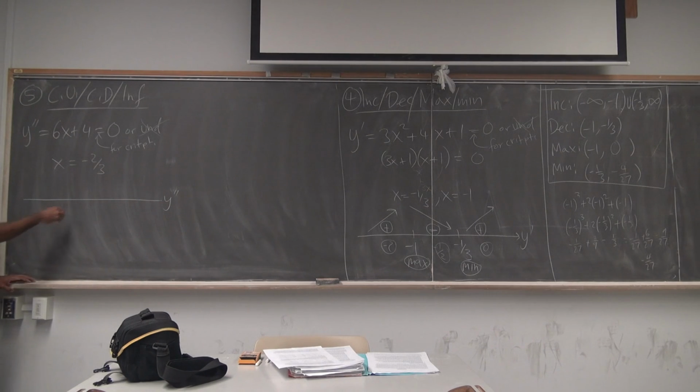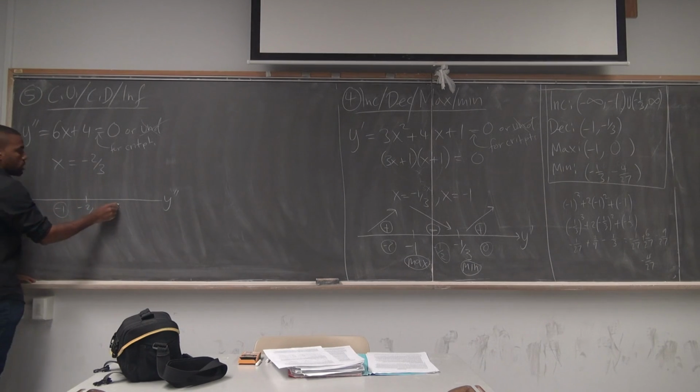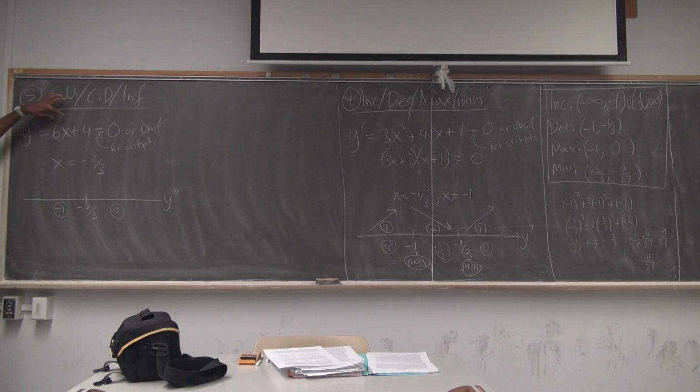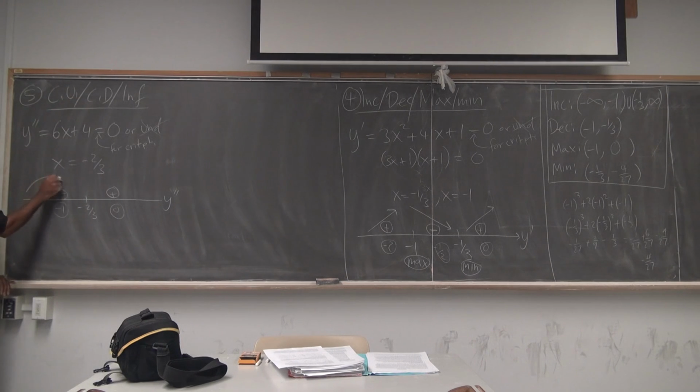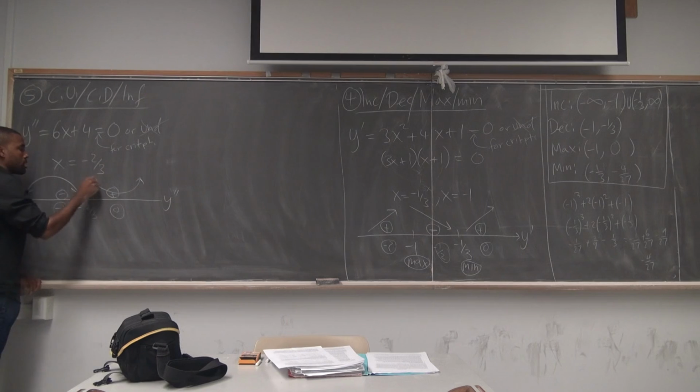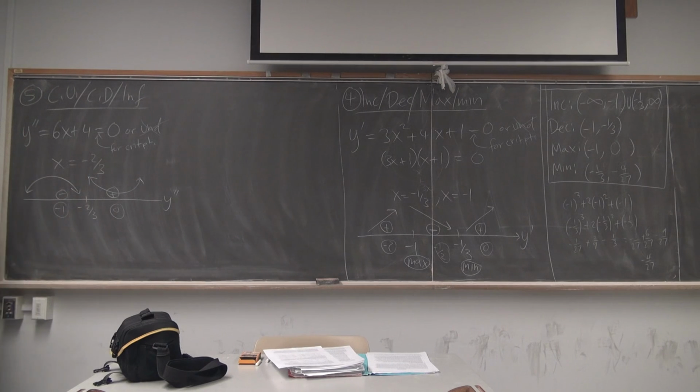So we already have minus 2/3. I can plug in a number over here like minus 1, and a number over here like 0. Plug in minus 1 here, I get minus 6 plus 4, that's negative. Plug in 0 here, I get plus 4, which is positive. So I know I'm concave down like a frown here. If you're negative, you're feeling down. Positive, concave up, up like a cup, smiling, happy. Makes this an inflection point.